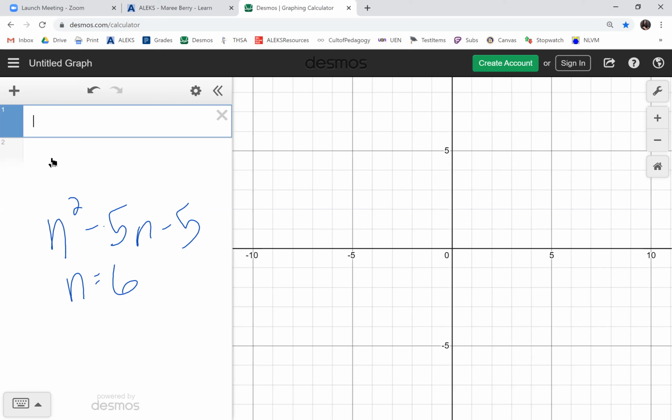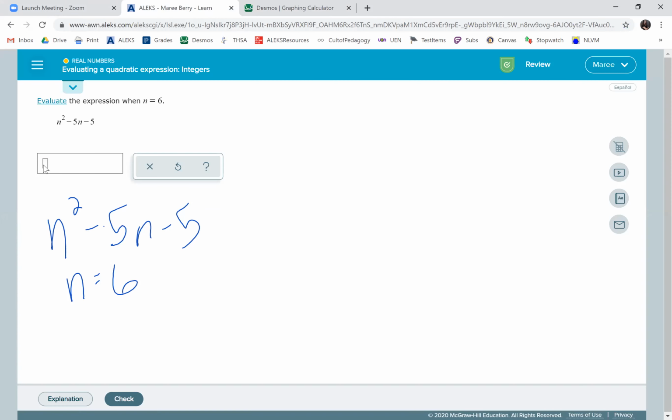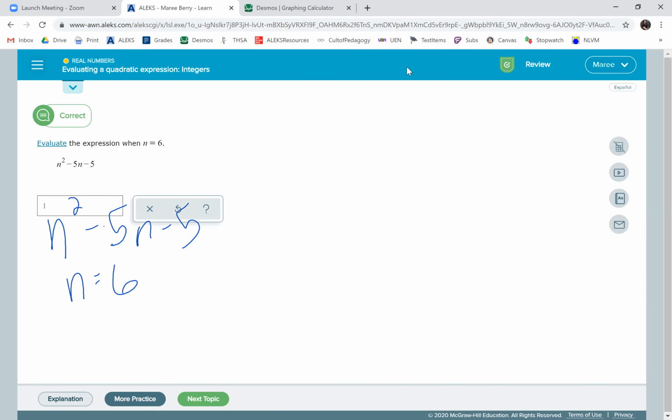I put in my parentheses, type in the number they gave me, and then square that, minus 5, and then put in parentheses the number they gave me, 6, and then I have a minus 5. So the answer would be 1. And when you go back, you can type in 1. There you go.